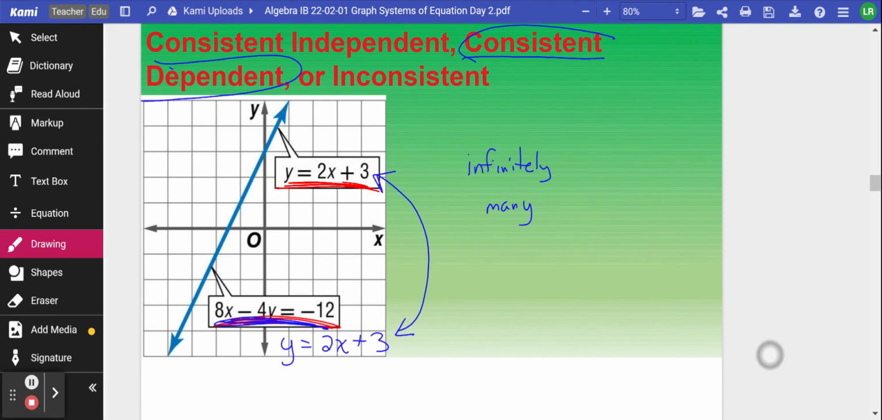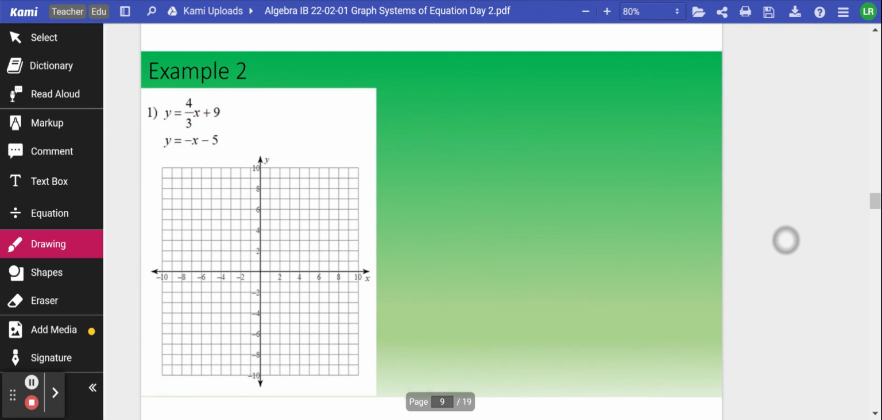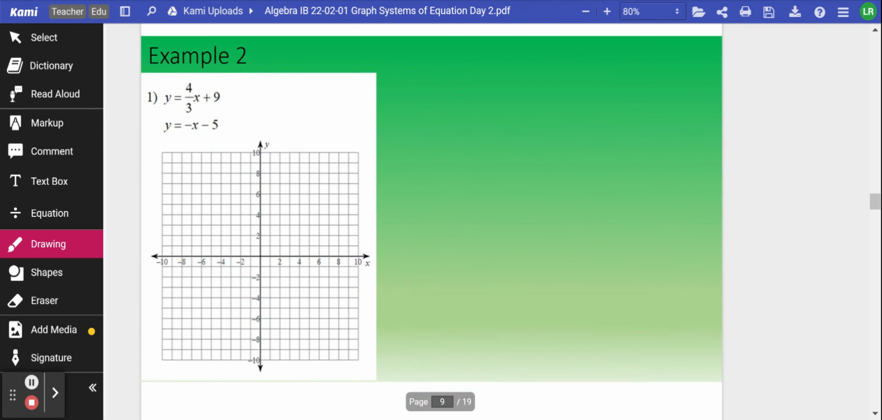Okay, now just so we can see it, I want to go over one problem because you're going to be doing these on Alex. So remember, you graph these individually. For this first one, the y-intercept's 9. So I plot that point, 9 on the y. My slope is 4/3.